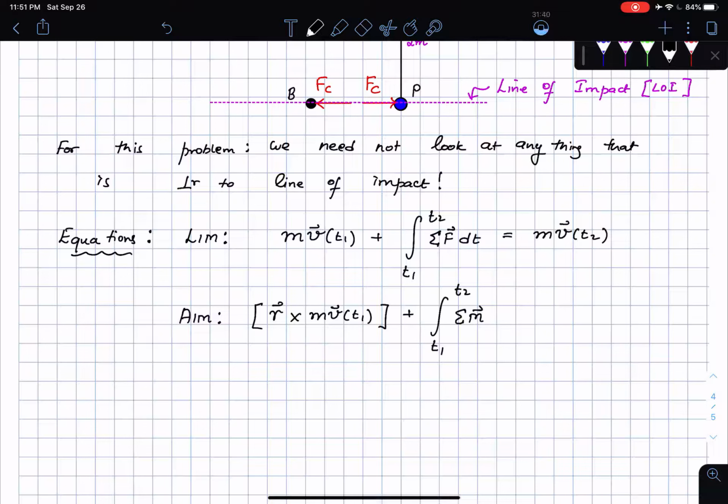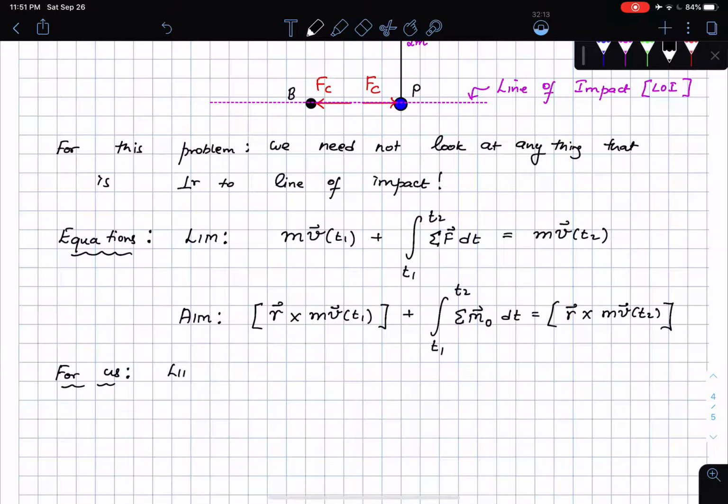and this has to be at a particular point. So this is going to be at some particular point, so let's call it point O. I don't know, some point. dt, is equal to r cross mv at t2, which is the angular momentum at time t2. So linear impulse momentum and angular impulse momentum, these are the equations we are going to be using.